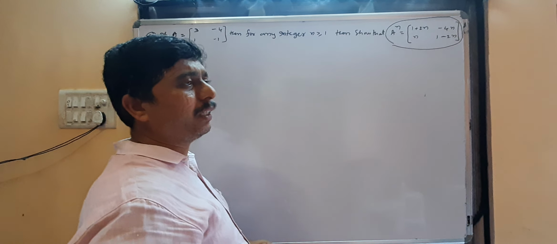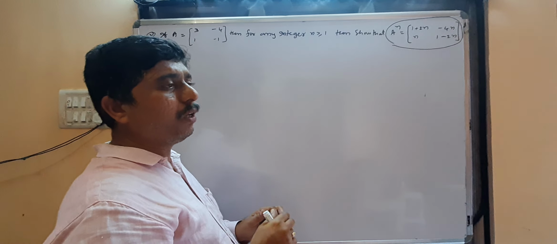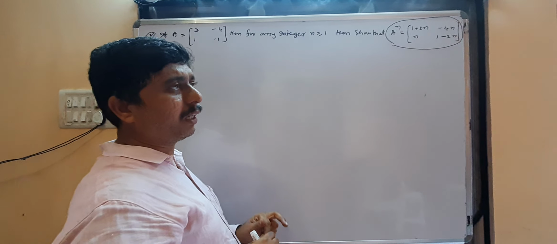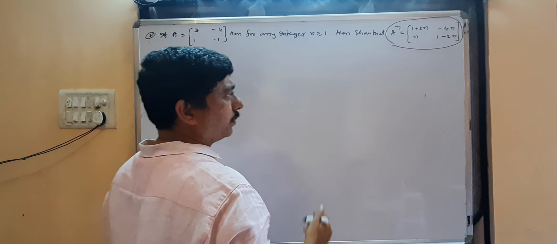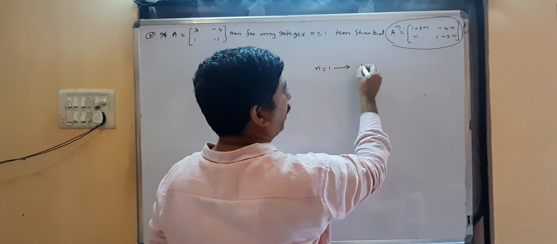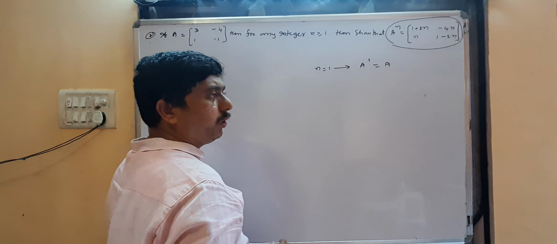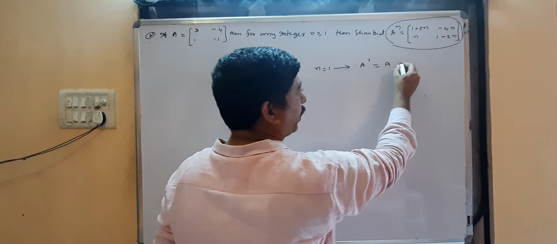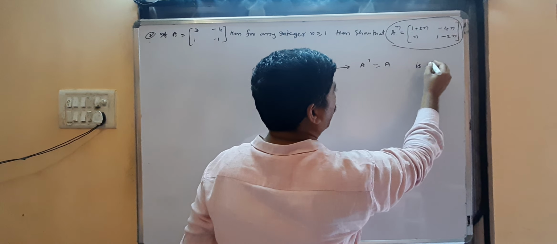First you can check the induction hypothesis. You have two methods: finite mathematical induction and infinite mathematical induction. Generally you follow finite mathematical induction. You prove that A power n equals this right side matrix. Check n equal to 1: is it true or not? A power 1 equal to A or not, you have to check it. If it is true, it is true.